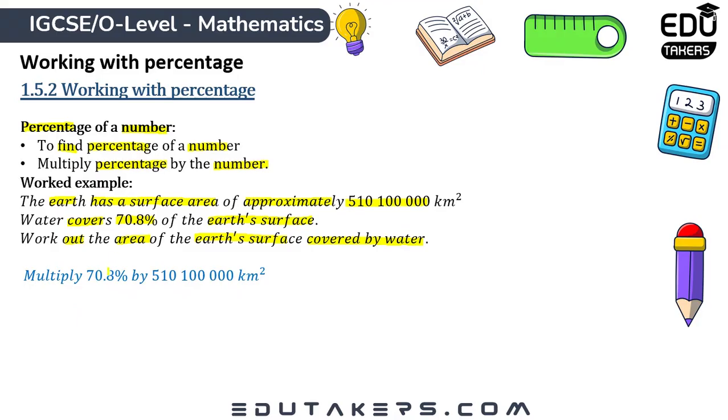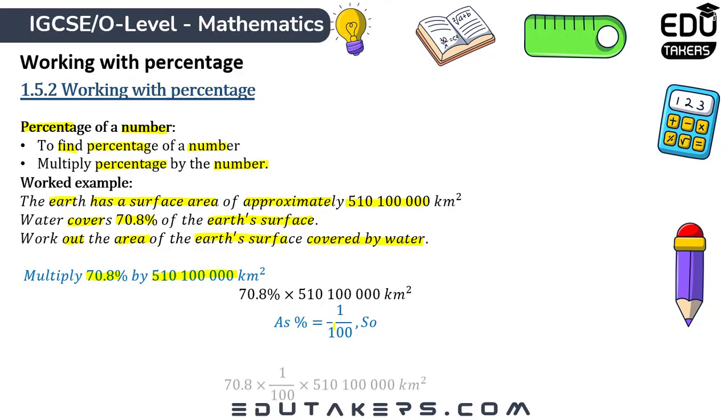Now multiply 70.8% by the surface area of the earth. So 70.8% multiplied by this. We can write this percentage as 1/100. So 70.8 multiplied by 1/100 multiplied by the surface area of the earth, and the answer is this one.